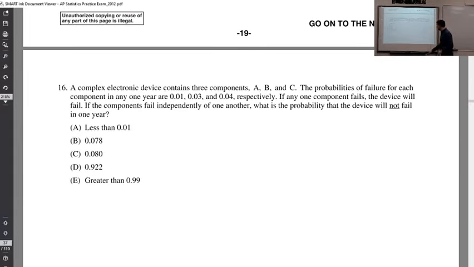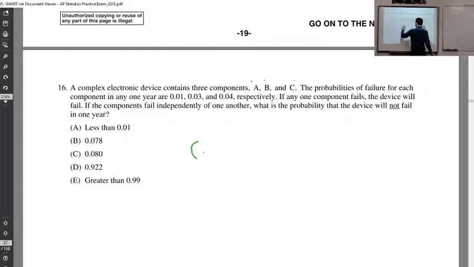16. 16 asks for the probability that the device will not fail. So in other words, the entire device needs to work. And in order for that to happen, A has to work, B has to work, and C has to work. So we need the probability of A working times the probability of B working times the probability of C working. Multiply because they all need to happen, so they're AND probabilities, so we're going to multiply them.